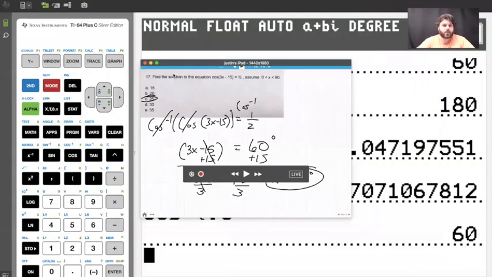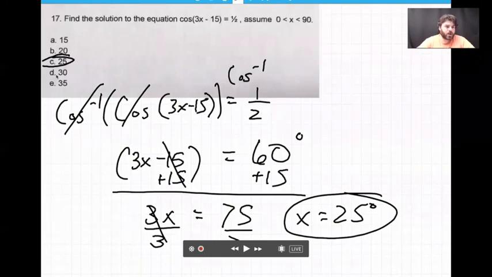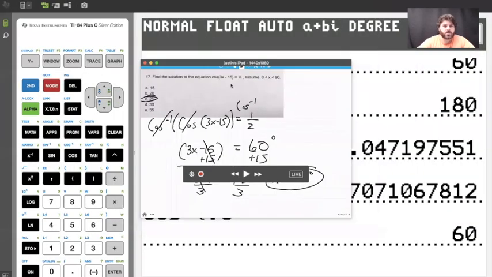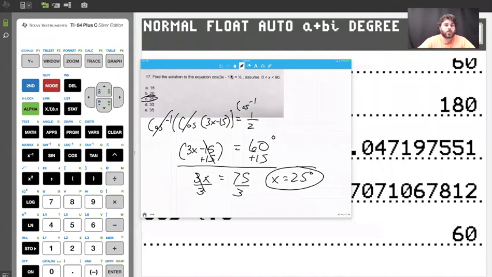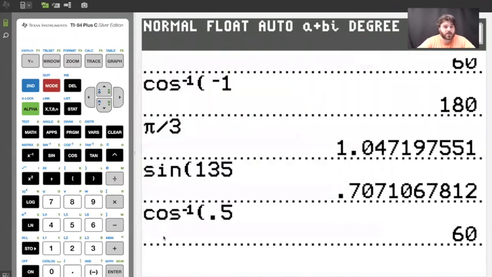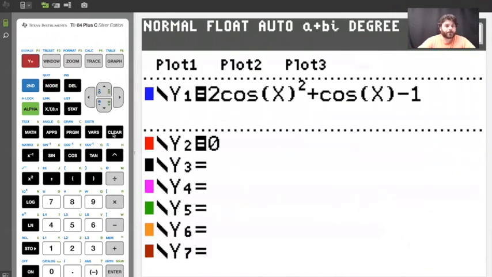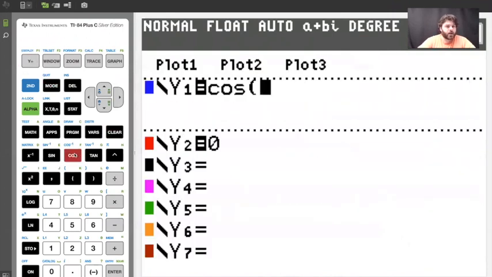Now here's what I like. First of all, you could easily plug and chug. You could plug these into here and see which one works and which one doesn't. Guess and check would work just fine here. Or we could use this graphing technique. This is an equation. We can always solve equations using this technique. So graph the left side, graph the right side, find the intersection. So here we go. We're going to graph the left side, cosine of 3x minus 15, and the right side was just 1/2.